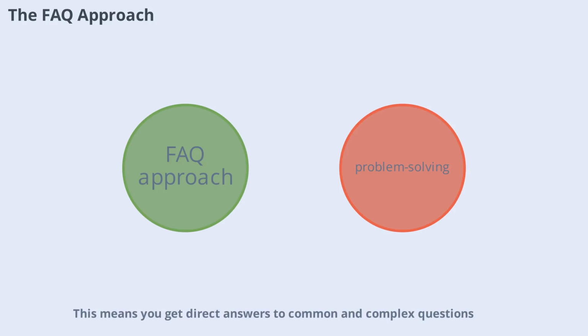This means you get direct answers to common and complex questions, making it easier to find solutions when you need them. Whether you're troubleshooting a mapping issue or optimizing performance, you'll find concise, actionable advice. This structure is especially helpful for developers who prefer learning by doing and need quick guidance for specific tasks. By combining this approach with other resources like blogs and forums, you'll have a comprehensive toolkit for mastering Hibernate.